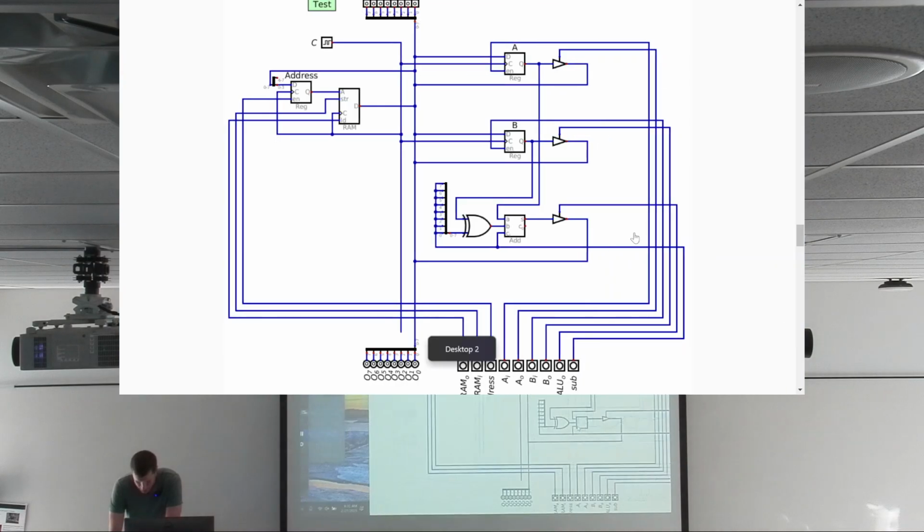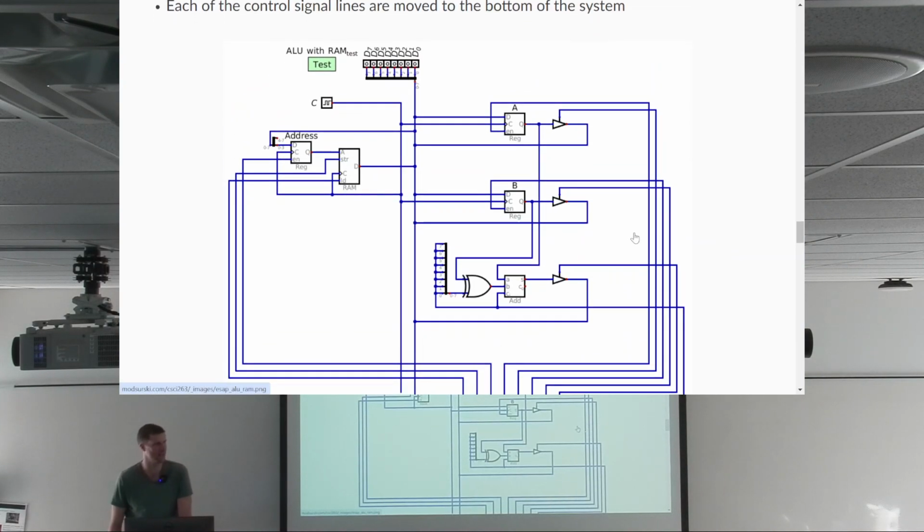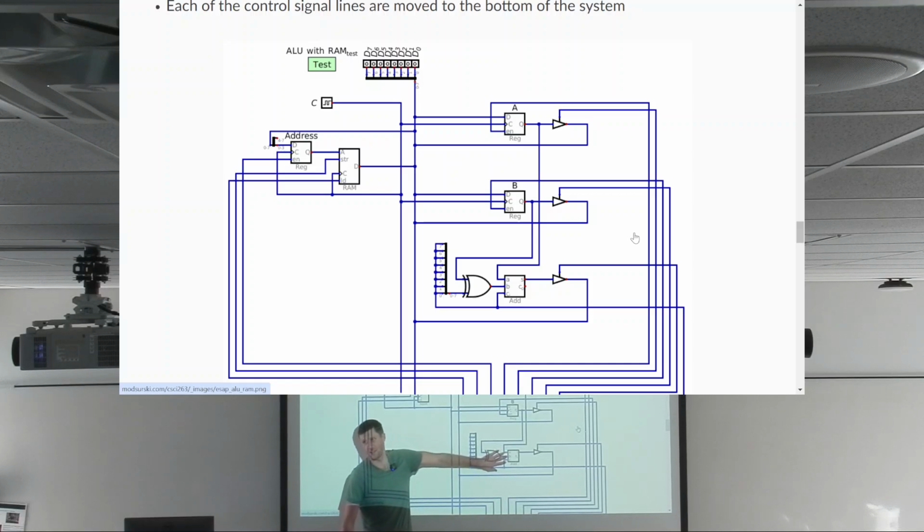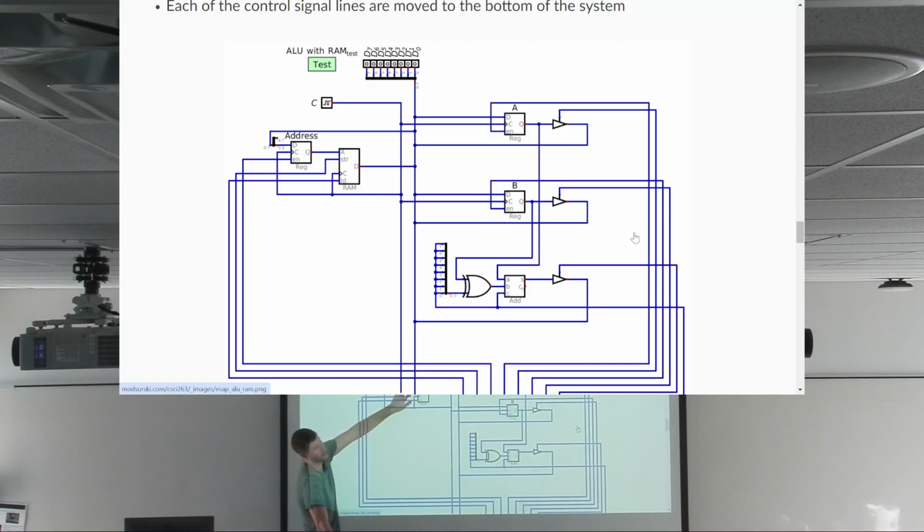Here we go. So this is around where we left off, right? We were talking about how we added, this is what we had before. The little adder, we were calling it our ALU because it can do addition and subtraction. Two registers, and now we have RAM and the address register. Okay?